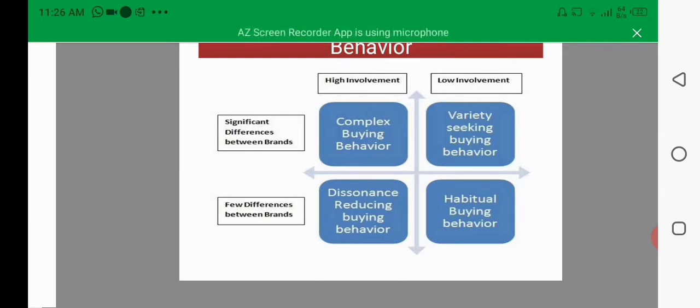And in dissonance reducing buying behavior, consumer involvement is very high. This might be due to high price and infrequent purchases. In addition, there is low availability of choices, very few choices, with less significant difference among brands. In this type, a consumer is buying a product that is easily available.